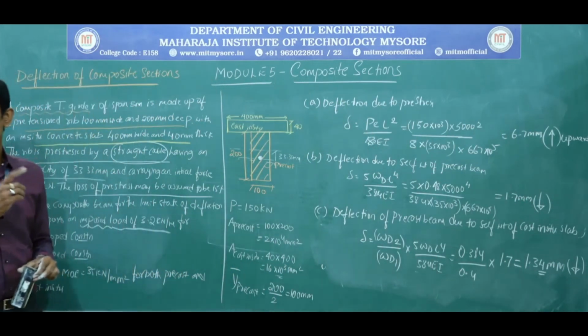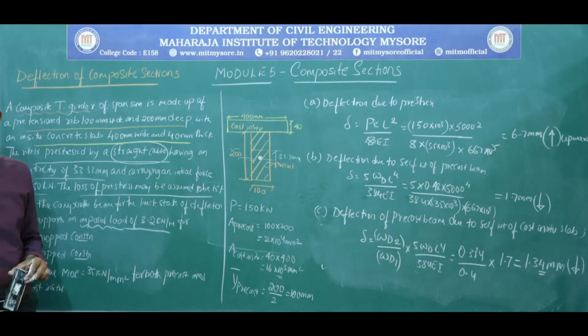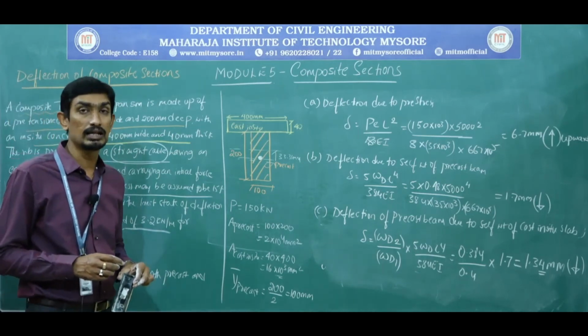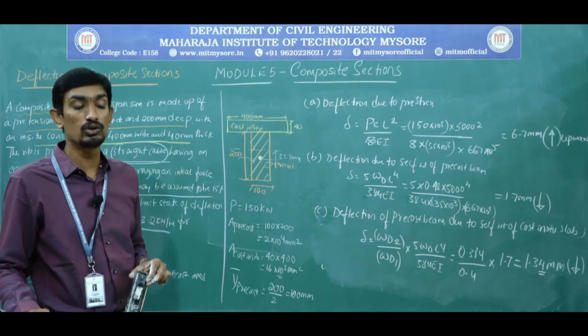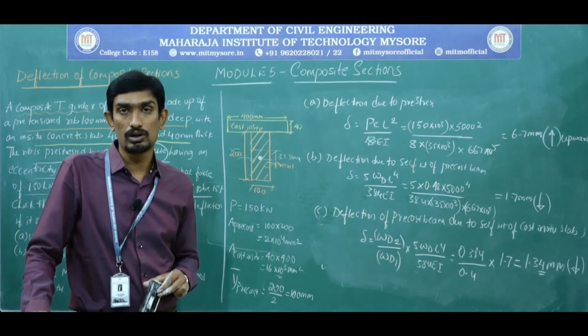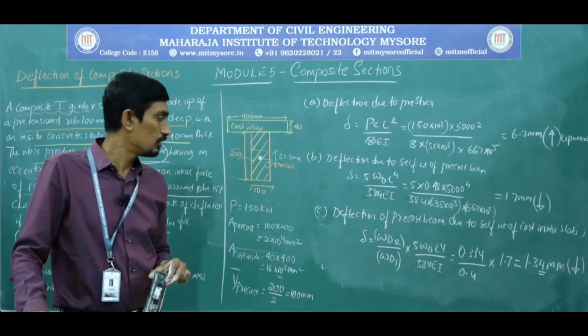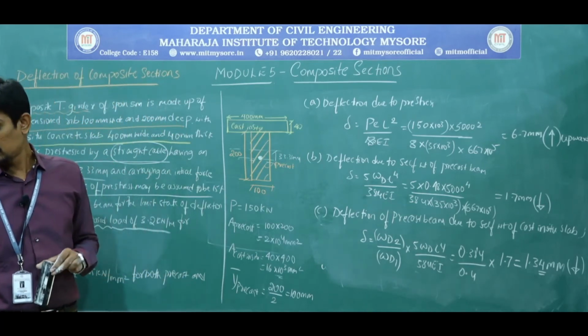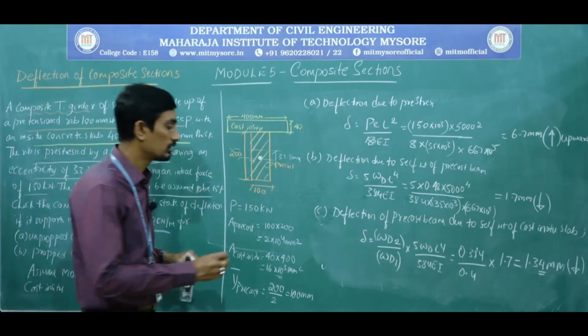1.34 millimeter. So those arrow marks are very, very important, because when you're going to calculate the resultant deflection, you need to know the sign conventions. Okay, you need to be very careful. I will tell you that next.